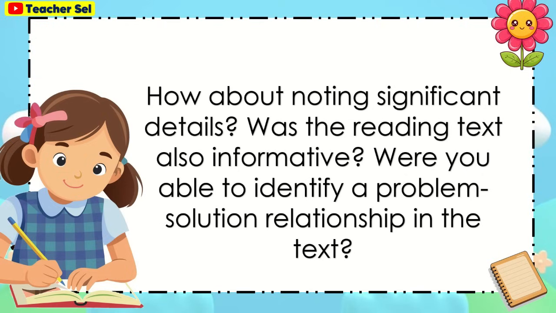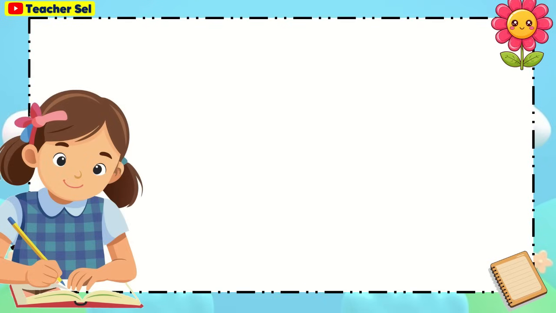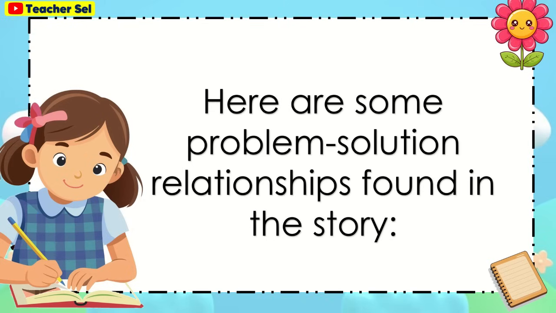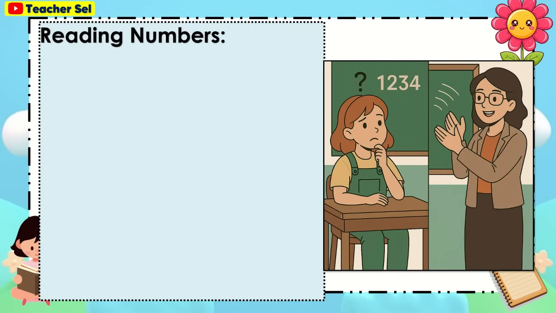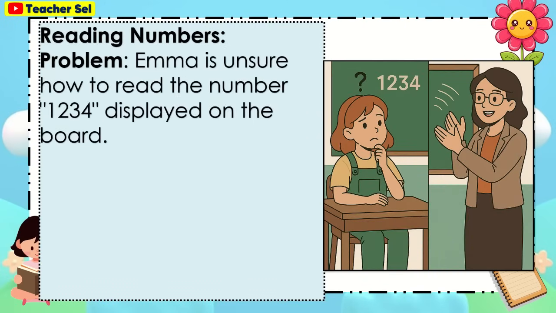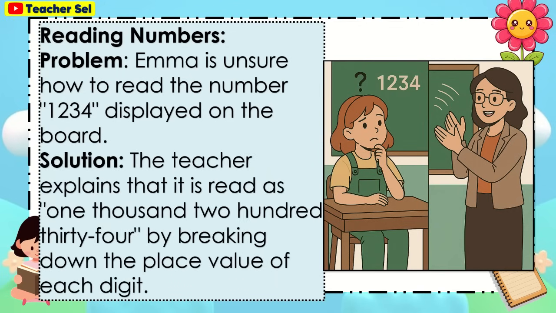How about noting significant details? Was the reading text also informative? Were you able to identify a problem-solution relationship in the text? Here are some problem-solution relationships found in the story. In reading numbers problem, Emma is unsure how to read the number 1234 displayed on the board. Solution: the teacher explains that it is read as 1234 by breaking down the place value of each digit.